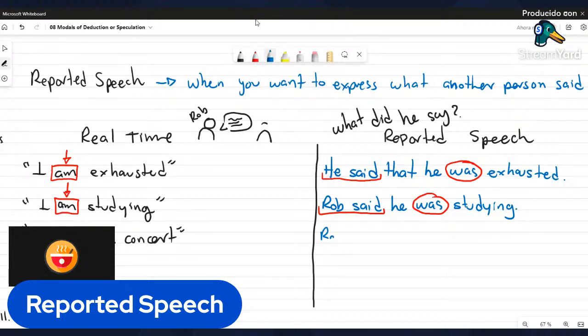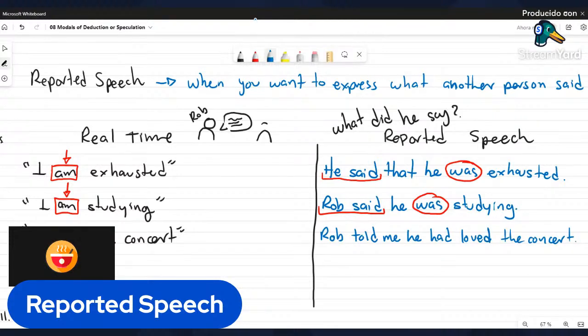What did Rob say? Rob said, or you can even say, told me. Rob told me he had loved the concert. Yes, Rob told me he had loved the concert. Love the concert. There you go.